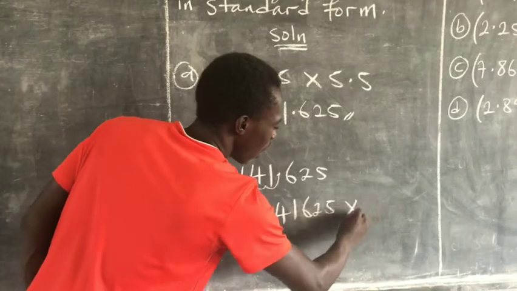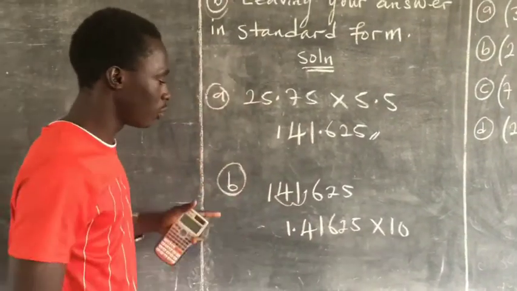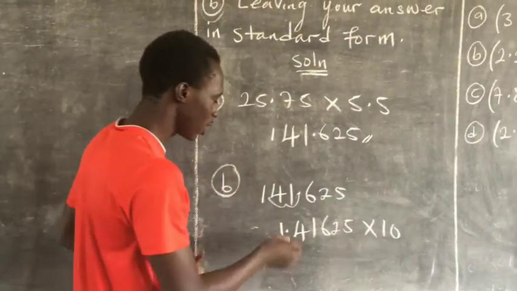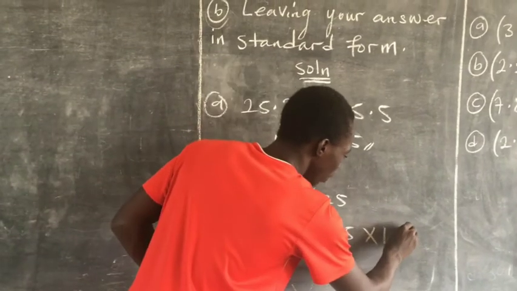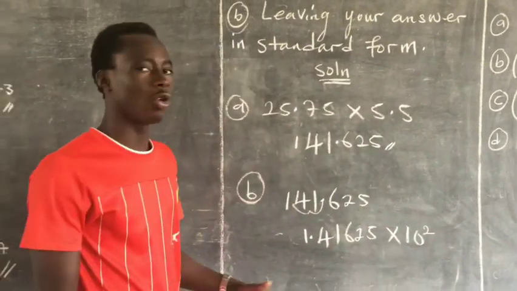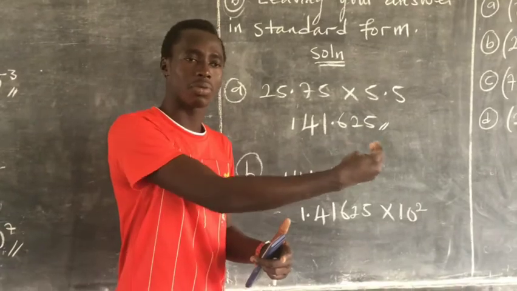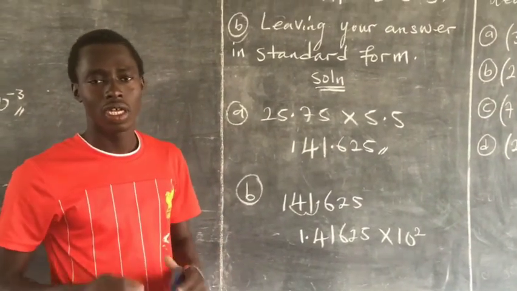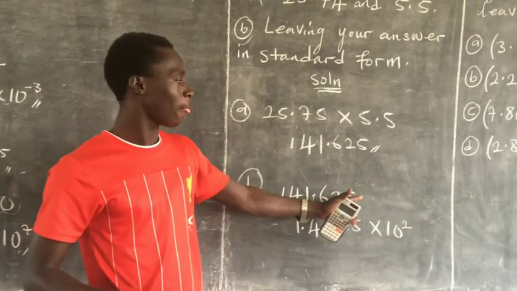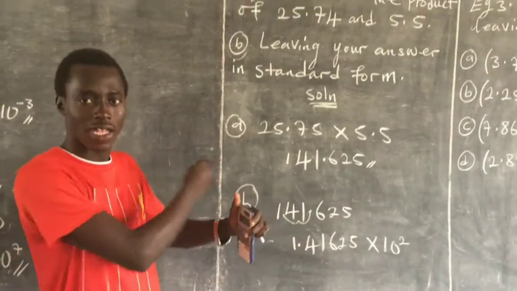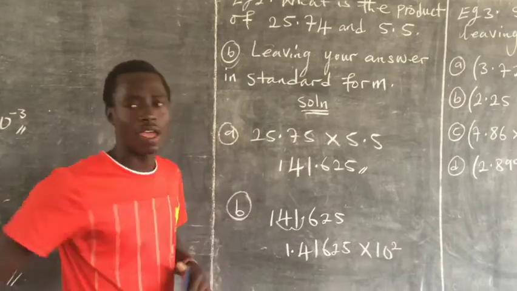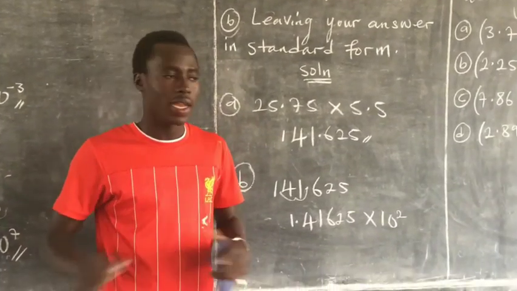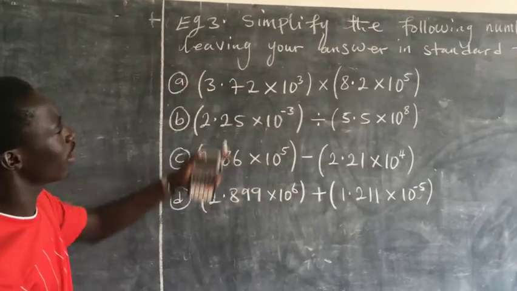So here the answer is 1.41625 times 10 to the power. How many times do we move it? 1, 2, we move it 2 times. Therefore, the power will be a positive power of 2. Because I told you earlier that when you start moving the decimal point from the right hand side to the left hand side, the power will be a positive power. But when you start moving the point from left hand side to the right hand side, that power will change to be a negative power.